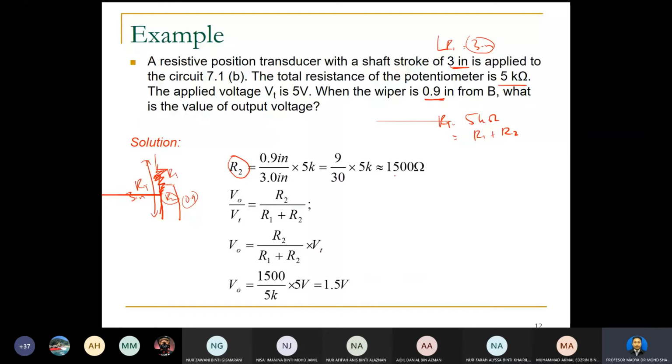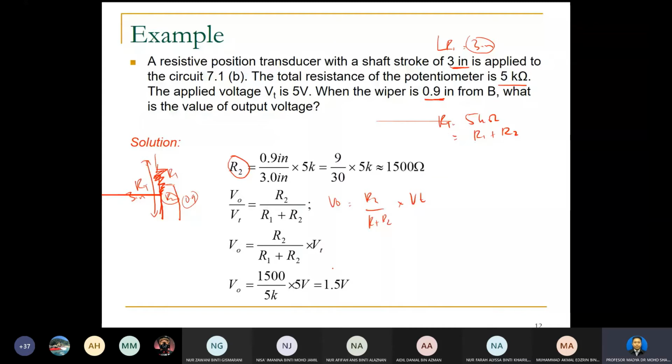That's the R2. Then we want to calculate the output voltage, and we can use this formula: V naught equals R2 over R1 plus R2, multiplied by VT. Just substitute the values for R2 and VT, and you can get the output voltage. So the output voltage will be 1.5 volts. So this is an example from this circuit.